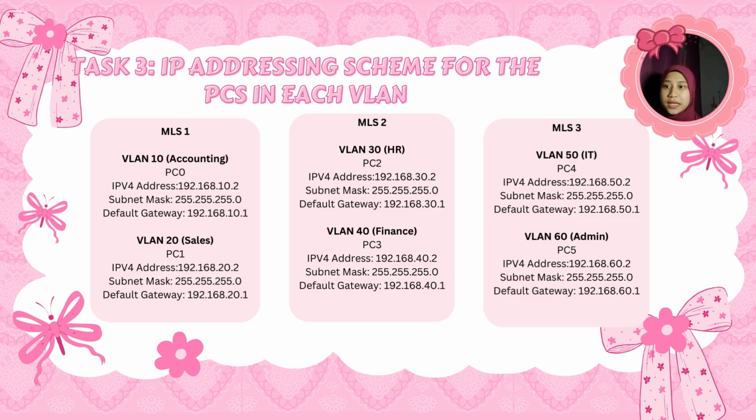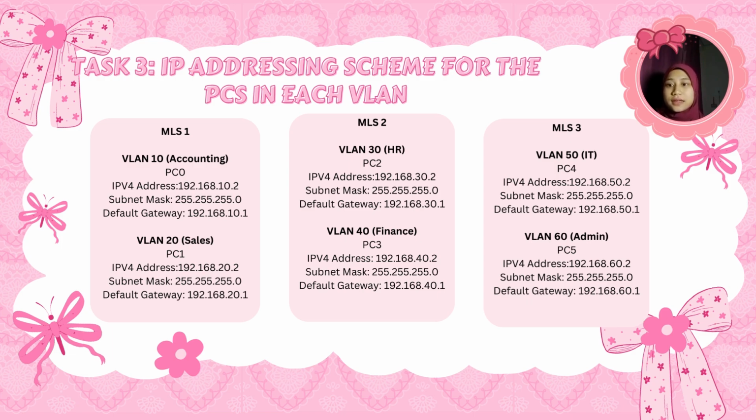Okay, the next one is VLAN 20. The IP address is 192.168.20.2. The subnet is 255.255.255.0 and the default gateway is 192.168.20.1. Now we move to MLS2, VLAN 30 and VLAN 40. As you can see, the IP address is 192.168.30.2. The subnet mask is 255.255.255.0 and the default gateway is 192.168.30.1.